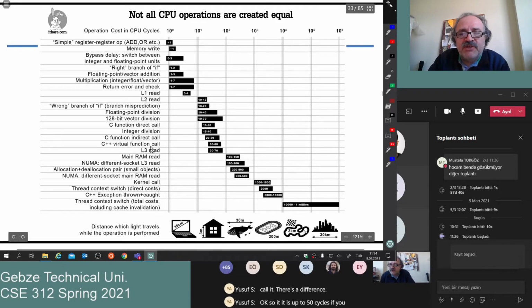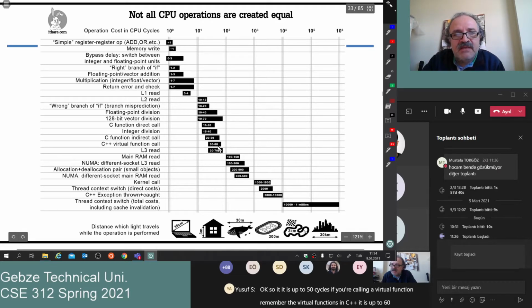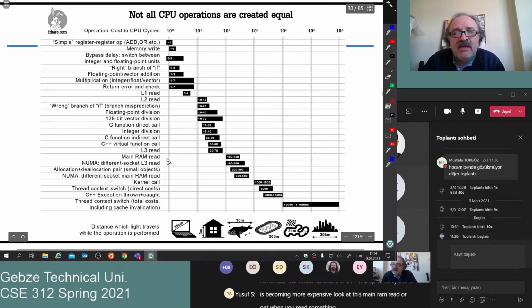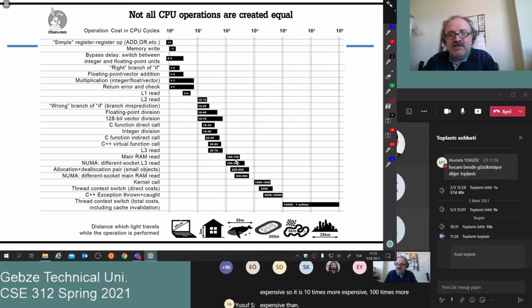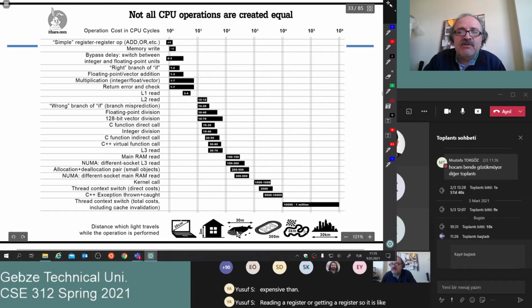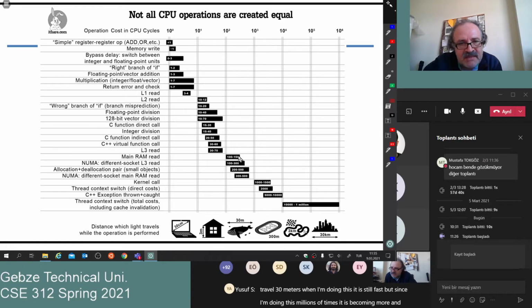If you are calling a virtual function, remember the virtual functions in C++, it is up to 60 cycles. L3 is becoming more expensive. Look at this main RAM read. When you read something from the main memory, if the things are not in the cache, of course these all assume that things are in the cache, it is very expensive. It is 100 times more expensive than reading a register. It is like light has to travel 30 meters when I am doing this. It is still fast, but since I am doing this millions of times, it is becoming more and more expensive.